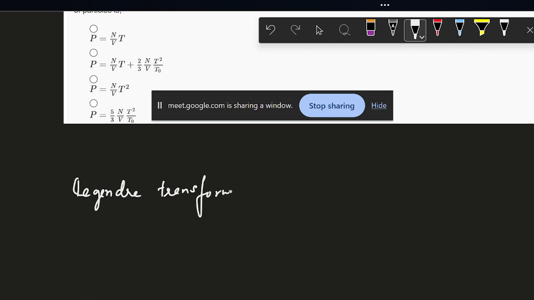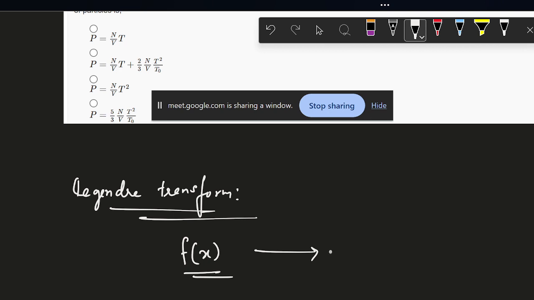Legendre transform. So the definition is like that: if you have a function, let's say f of x. For simplicity we are choosing a single variable function. For more complicated functions there can be multiple variables like x, y, z. And you want to Legendre transform that function to a different function f star, where the argument is no more x, but df by dx.